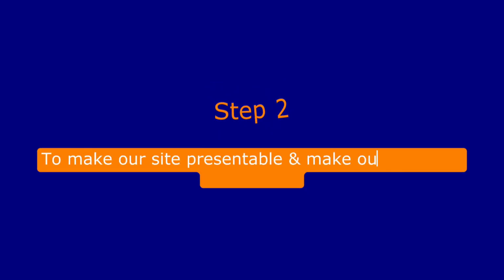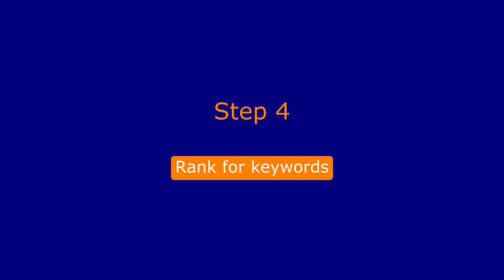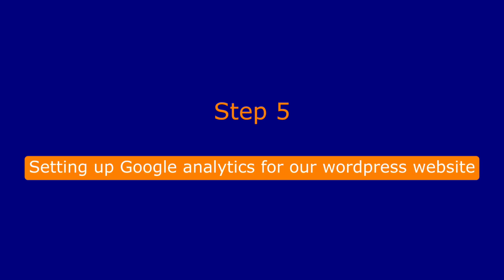So step number two is to make our site presentable and make our site links very attractive. How we're gonna do that. And step number three, we're going to talk about how to make Google find your content. So that'll be our step number three. And step number four will be to rank for keywords. And step number five is setting up Google Analytics for our WordPress website. So these are the 5 steps that we're going to discuss in this course.